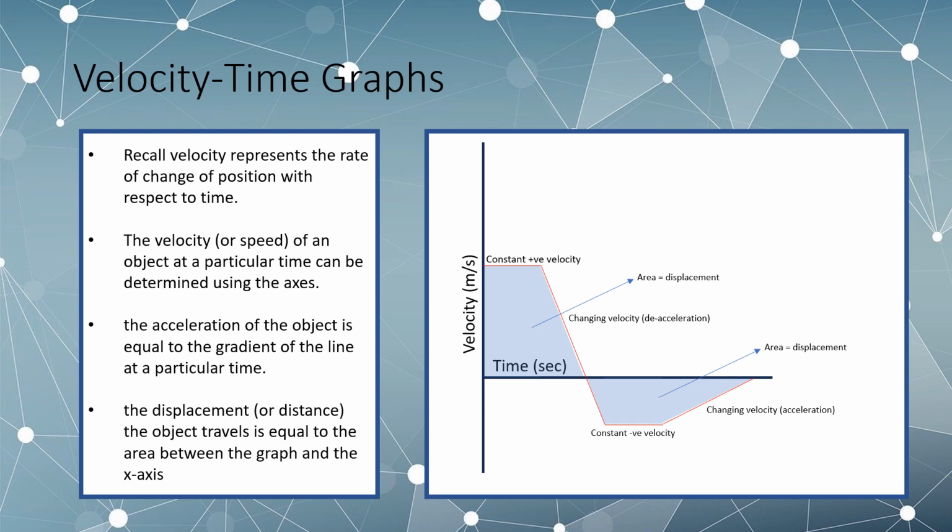We can also get the displacement or distance that the object travels from the area beneath the graph. That is the area between the line and the x-axis. In this case, our object travels both forward and backwards, given if that is our direction. Therefore, we would have to add the top bit and subtract the bottom section to get our overall displacement from our initial position.